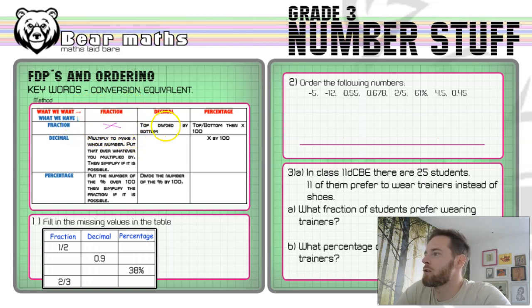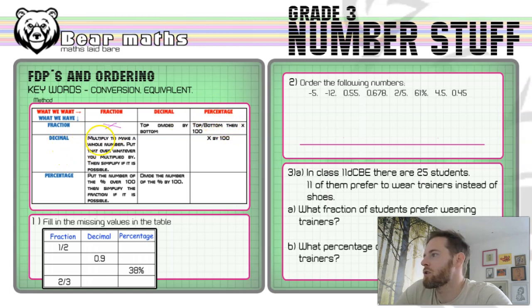Then we've got the fraction to a decimal. It's literally done all the time, top divided by bottom. That's a way of getting that done. There might be another way that might be a bit easier to understand, but we can always do that. Then we've got fraction to a percentage. You just do top divided by bottom, but then you multiply by 100 afterwards.